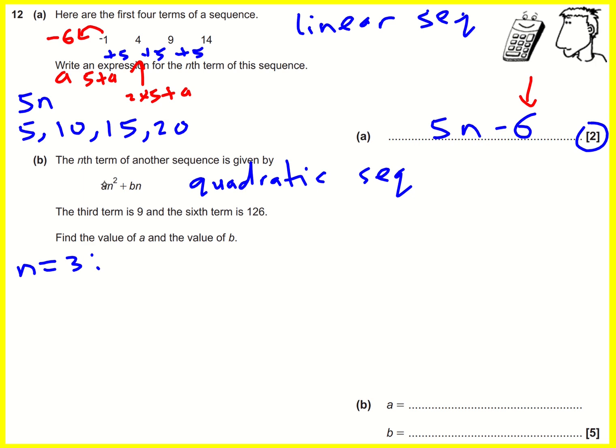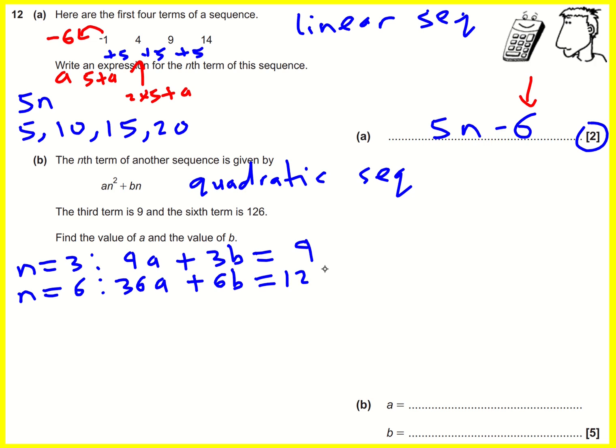That's going to give me a times 3 squared, or 9a, plus b times 3, which is 3b, and that's going to equal 9. And then when n is equal to 6, that's for the 6th term, I'm going to get a times 6 squared, that's 36a, and then plus 6 times b, and that's equal to 126. And we've basically created simultaneous equations.